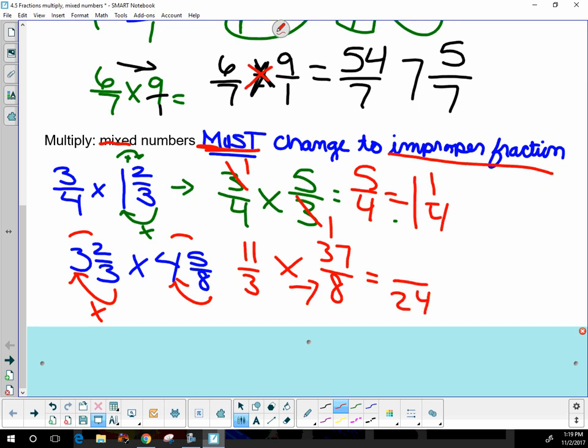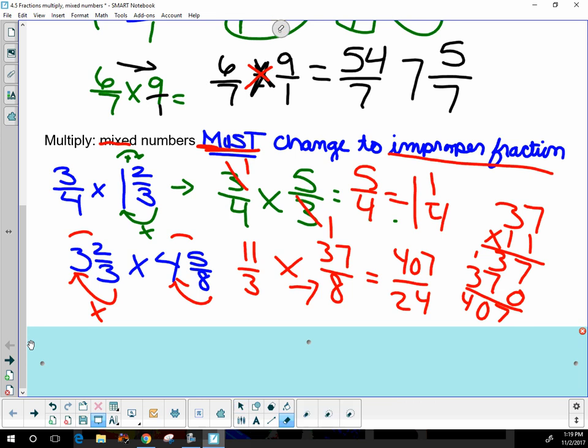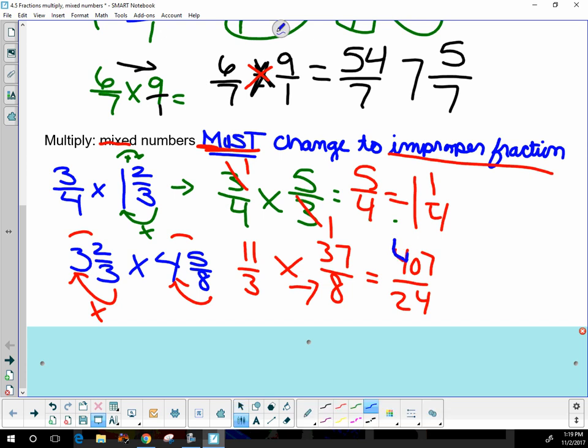I know I have 24 on the bottom. 37 times 11. That's pretty easy to figure out, right? 407 over 24. Well, now I need to reduce that thing. I'm just going to think about quarters. 24 is close enough to 25. If there's 4 quarters in $1, there's 16 quarters in $4, right? What's that mess?